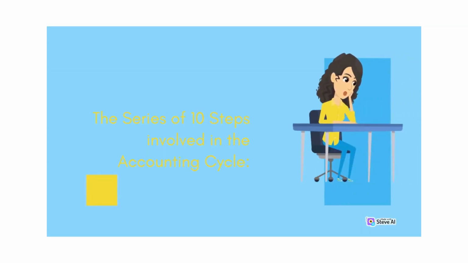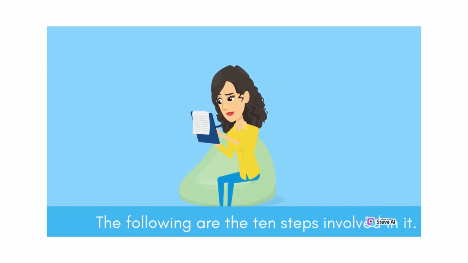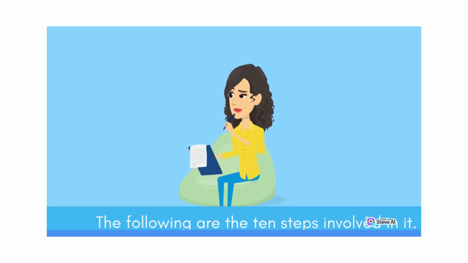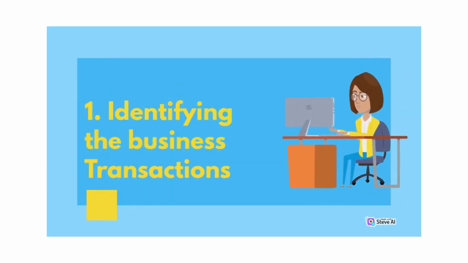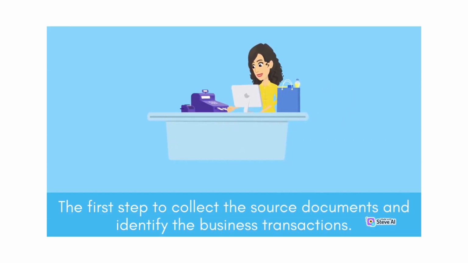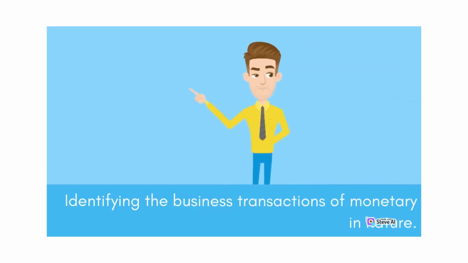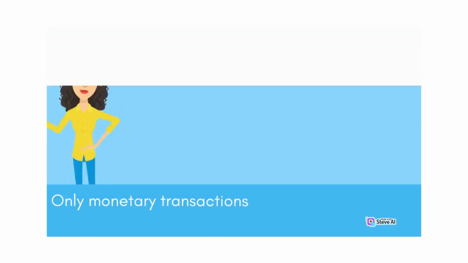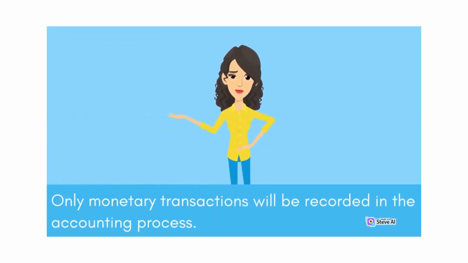The series of 10 steps involved in the accounting cycle. The following are the 10 steps involved in it. 1. Identifying the business transactions. The first step is to collect the source documents and identify the business transactions. Identifying the business transactions of monetary in nature. Only monetary transactions will be recorded in the accounting process.